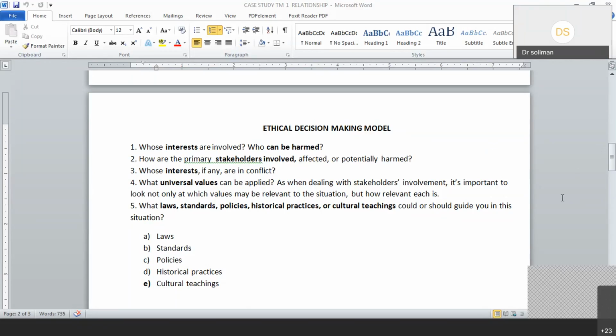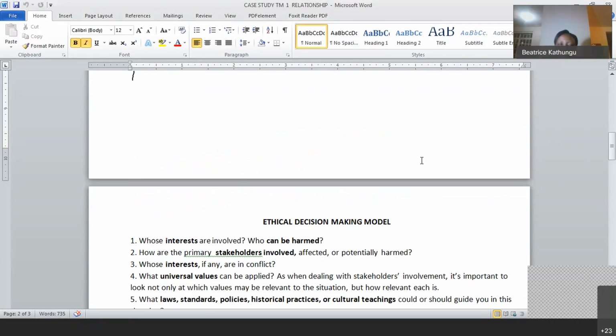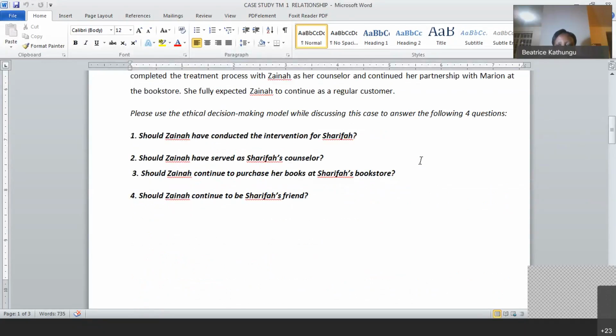I see that Lamis has a contribution on the chat, and Lamis says that Zaina should have rather facilitated an intervention with another counselor and asked a colleague to assist. So what are your thoughts about that? Do we think that Zaina caused harm by intervening? Do we think like Lamis that instead of intervening, she should have facilitated with another counselor to assist? Let's have more contributions or thoughts.